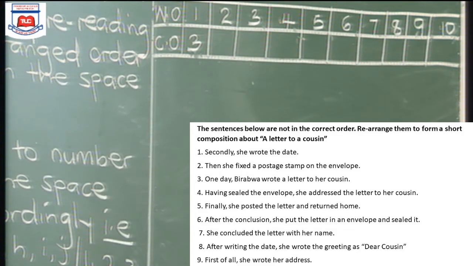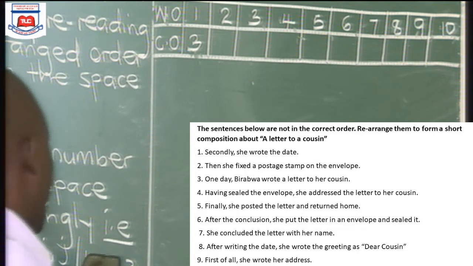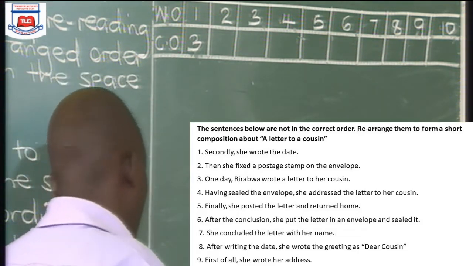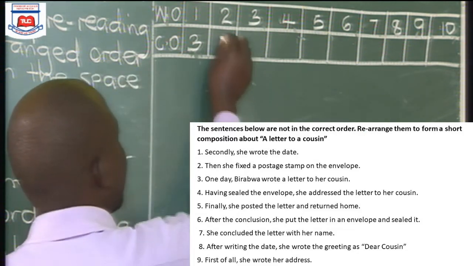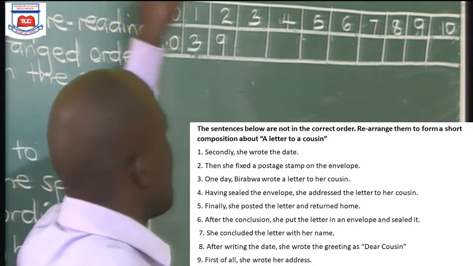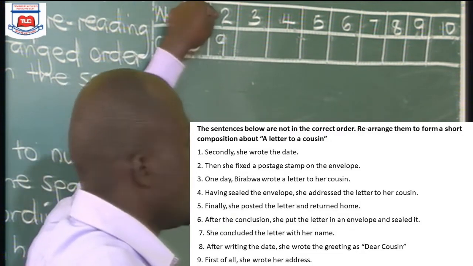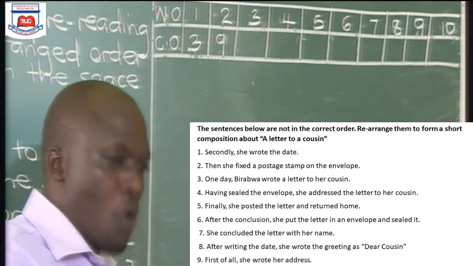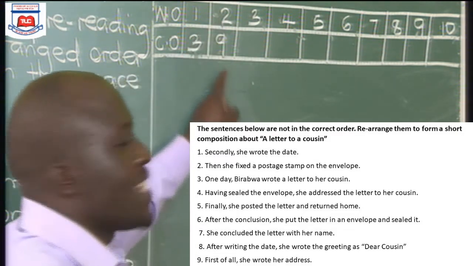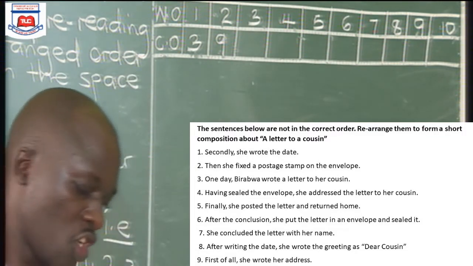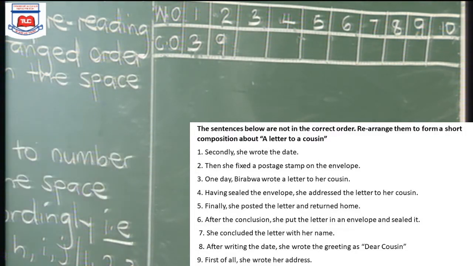What is correct order number 2? Correct order number 2 is number 9. First of all, she wrote her address. So now our correct order number 2 is number 9, not number 2. Number 2 is a wrong order. Our number 2 is number 9. What does it read? First of all, she wrote her address.